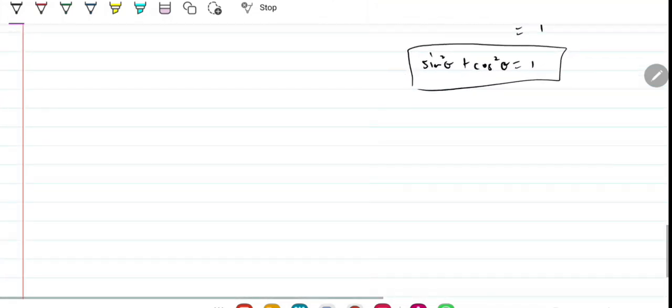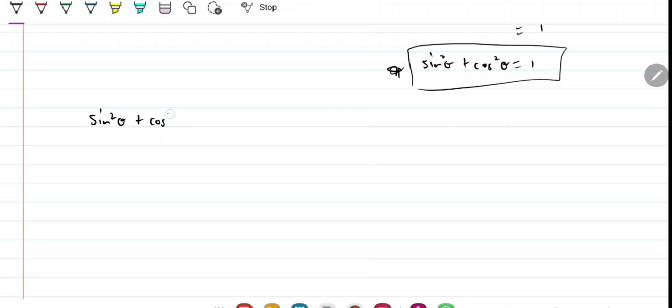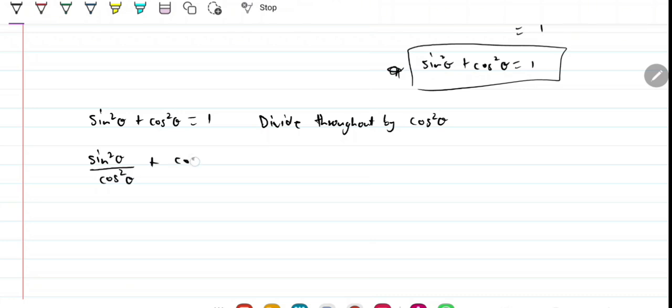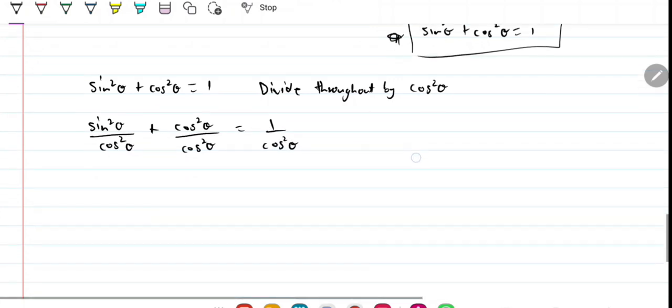Now, from this single identity, you can derive a few others, right? If I take this equation and I divide throughout by, let's say, cos squared theta, right? I'll have sine squared theta over cos squared theta plus cos squared theta over cos squared theta is equal to 1 over cos squared theta, right?